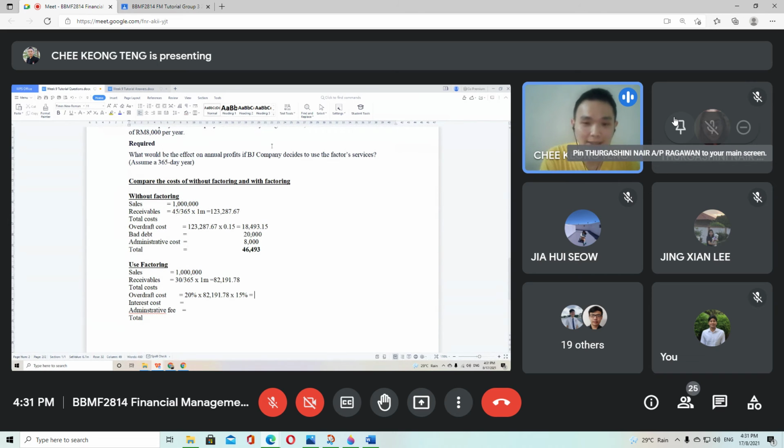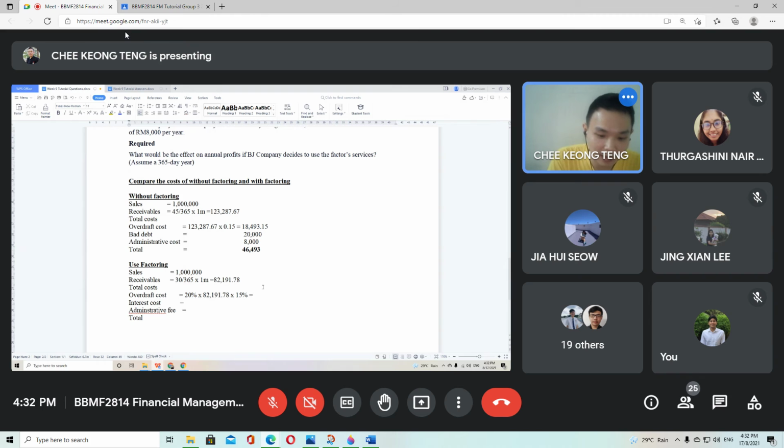So you send them the invoice, yes, you get the money immediately, no need to finance anymore. But it's only 80% of the total amount. The 20% you still need to wait for your customer to pay back. So which means that 20%, 0.2 times 82191.78 times 15% cost will be 22465.75. You still need to pay this amount of finance cost.